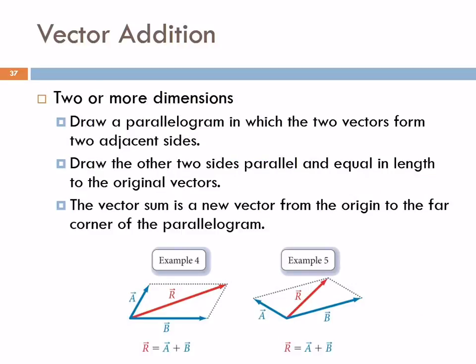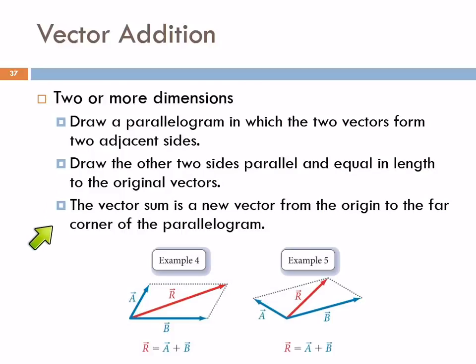When you have two or more dimensions, one way to add the vectors is to draw a parallelogram with those two vectors forming two adjacent sides. So if we're adding A and B here, we're going to use those vectors as two sides of the parallelogram. And then this side is going to be parallel to B, and this side is parallel to A. So that's this step here.